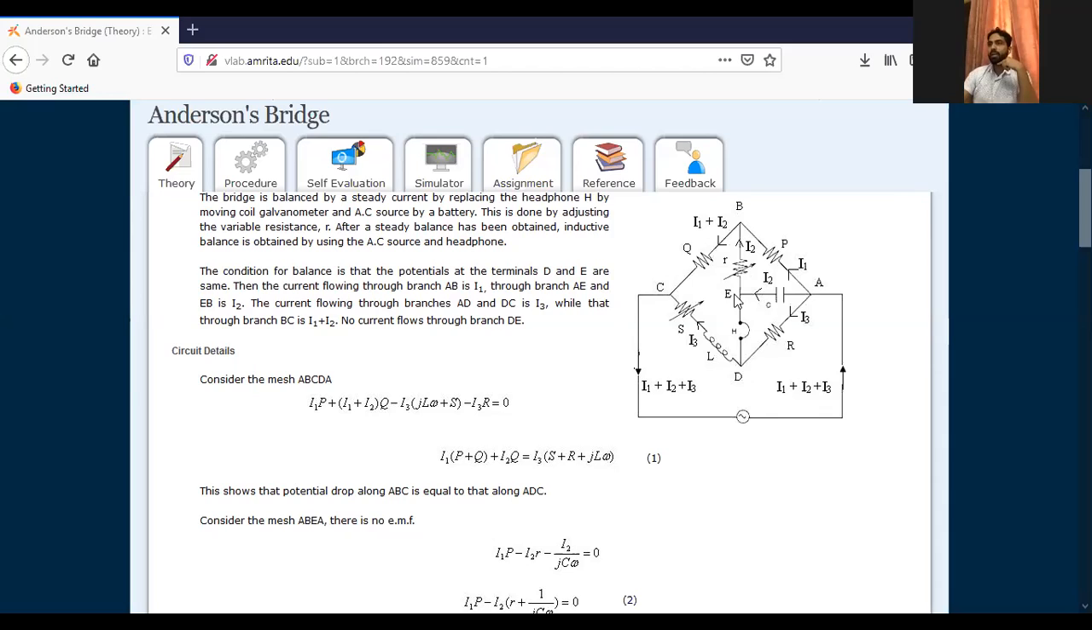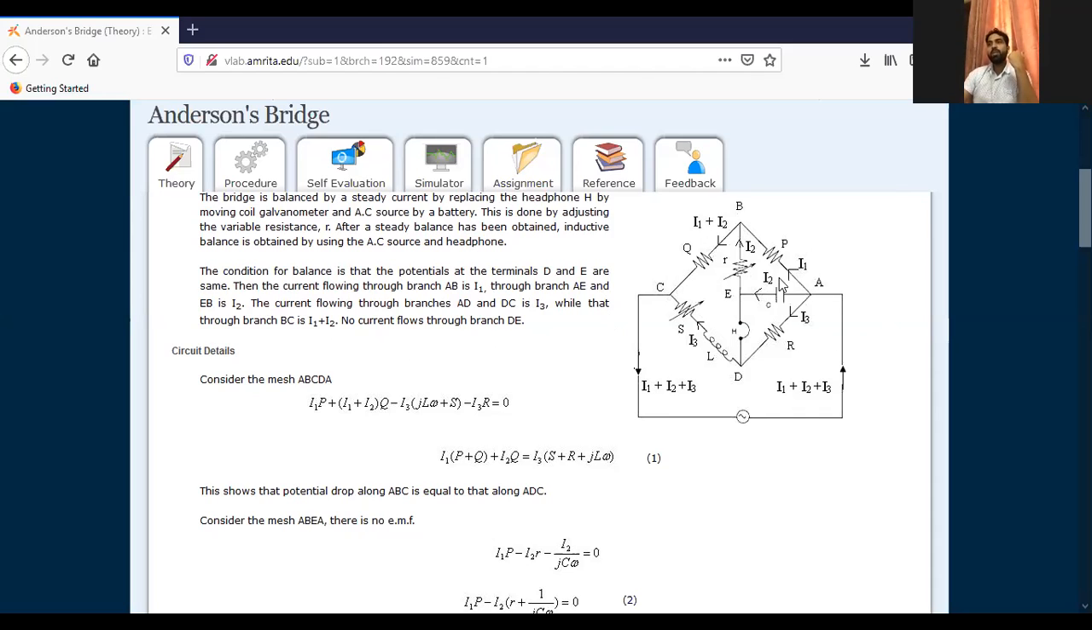We have D and we have E. It is the same as the current flowing through branch AB is I1. तो यहाँ पर जो current है, यहाँ पर जो flow कर रहा है, और ये जो current I1 flow कर रहा है, that has to be the same one. Through branch AB is I2. The current flowing through branches AD and DC is I3, while that through branch DC is I1 plus I2. DC branch में अगर हम बात करते हैं तो दो का सम आएगा. DC it is I1 plus I2.